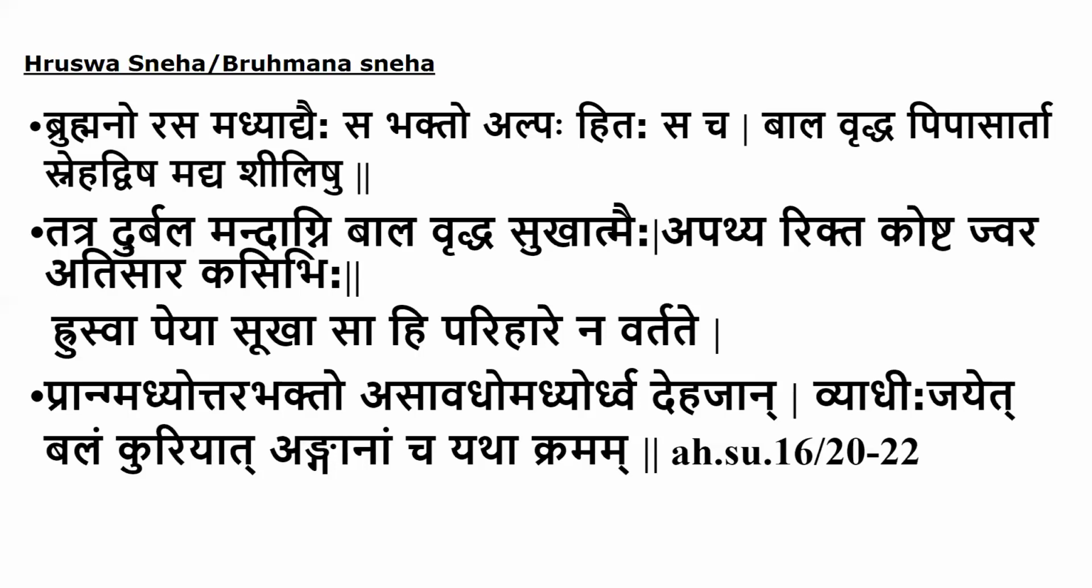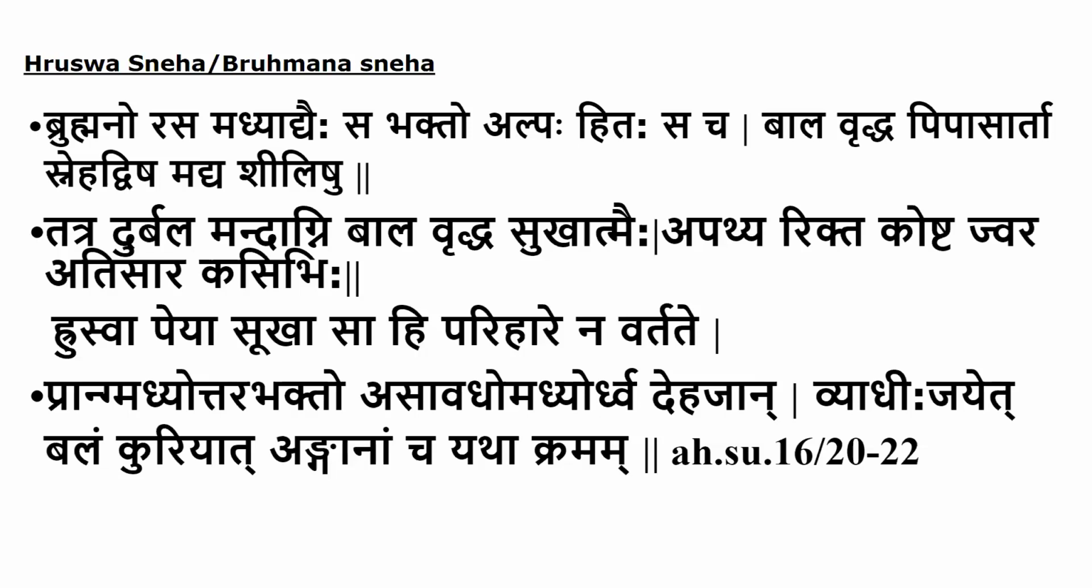For whom can you give it? Bala, Vriddha, Pipasartha, Snehadvisha, Madhyashilishu. Then Durbala, Mandagni, Bala Vritta, Sukatmaihi. Then Apatya Rikta Koshta, Jwara Atisara, Kasibihi. In these people, you should give Brahmana Sneha, which is in Alpa quantity, and always with food. Sa Bhakto Alpaha. It should be a small quantity. Kriswa Peya Sukha Sahi Parihare Na Vardate.